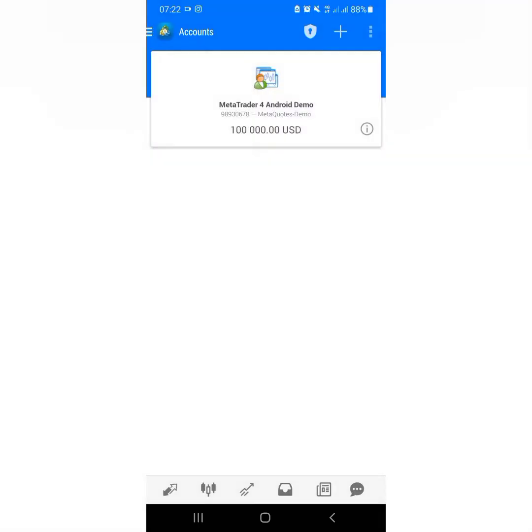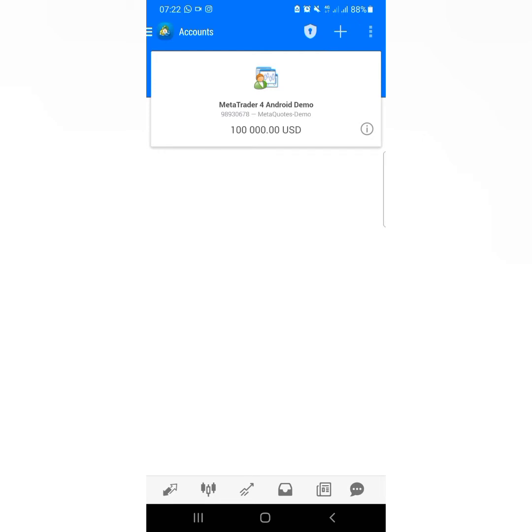Now I want you to remember that when you download your MT4 and you open it for the first time, it's going to look something like this. So obviously you want to log into your trading account, either your demo or your live account. You want to log in. So how do you do that?